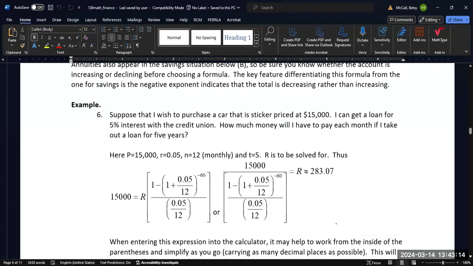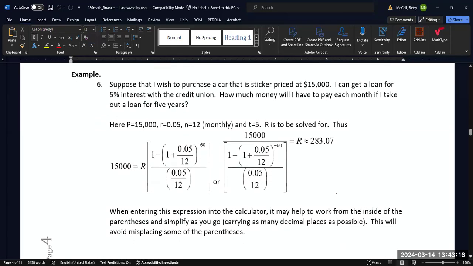So let's look at an example. Suppose I wish to purchase a car that is sticker priced at $15,000. I can get a loan for 5% interest with the credit union. How much money will I have to pay each month if I take out a loan for 5 years? So I'm borrowing $15,000. That's my principal. R is equal to 0.05. That's my annual interest rate.